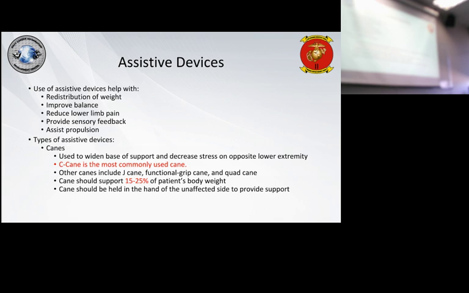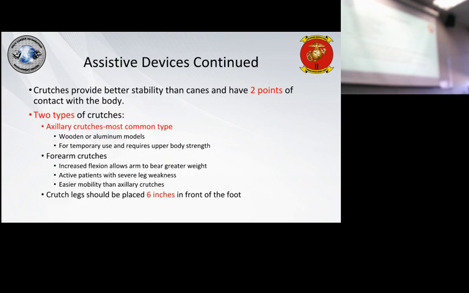Use of assistive devices to help with getting around. Canes. There are different types of canes. I've seen a question on canes before personally. How much weight it can support, or there was another one on what type of cane, and it described it when you had to pick. Crutches provide better stability than canes because they have 2 points of contact with the body.